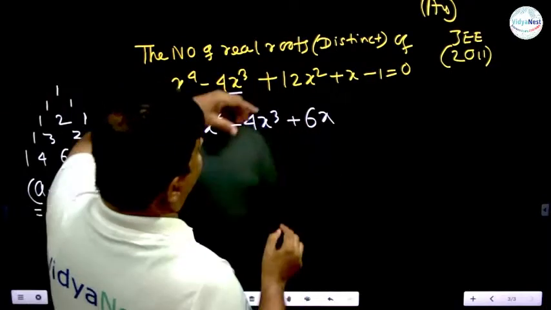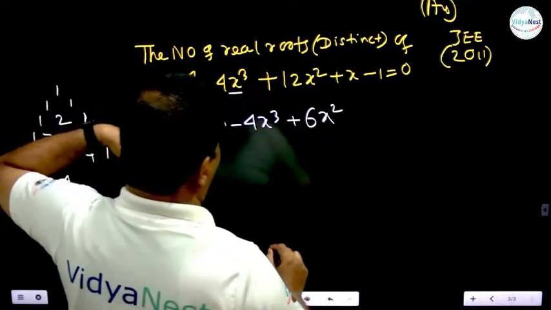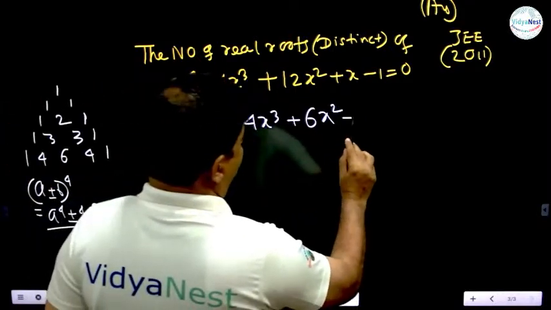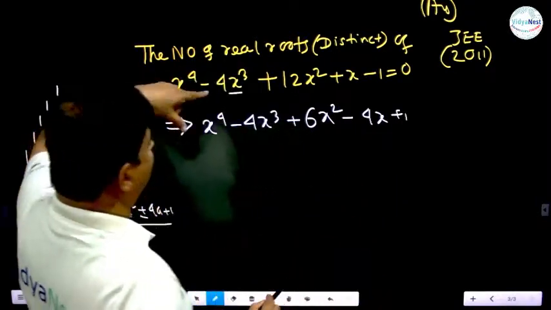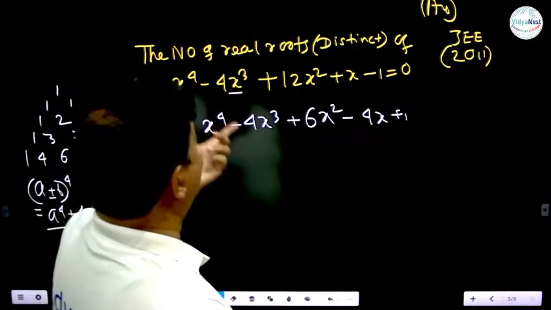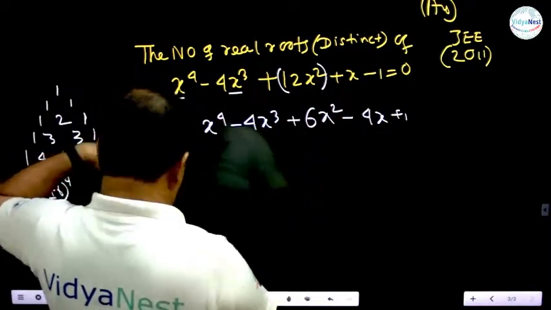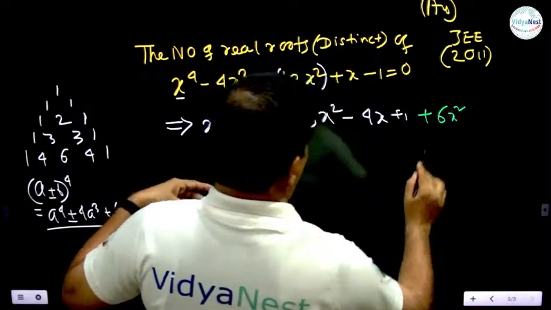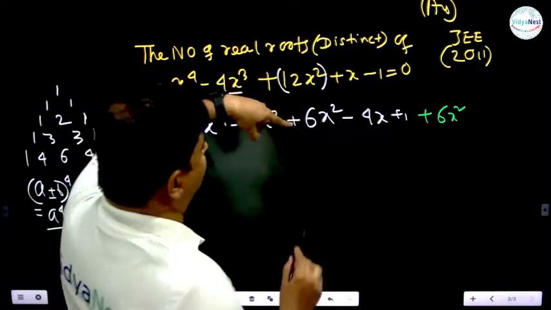We extract 6x square out of this 12x square. But where is minus 4x? Minus 4x you take by default, and plus 1. So by force, to bring some special term, we have manipulated it. How is 12x square broken into two parts? 6x square, and separately you write another 6x square. The first two remain unaltered, and 12x square is broken into two parts.